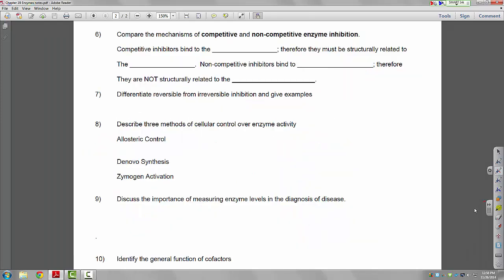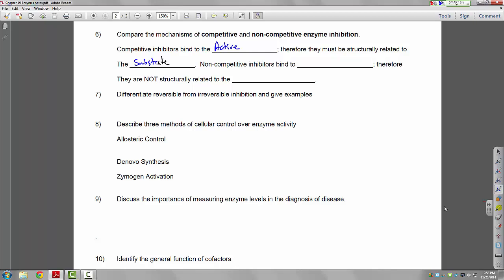All right, compare the mechanism of competitive and non-competitive inhibition. Competitive inhibitors bind to the active site. Therefore, they must be structurally related to the substrate, which also binds the active site. So these two guys, the inhibitor and the substrate, are competing for the same site.